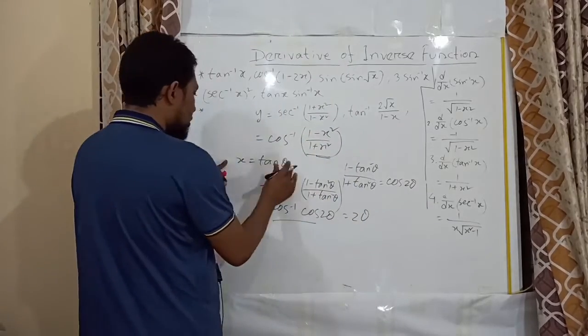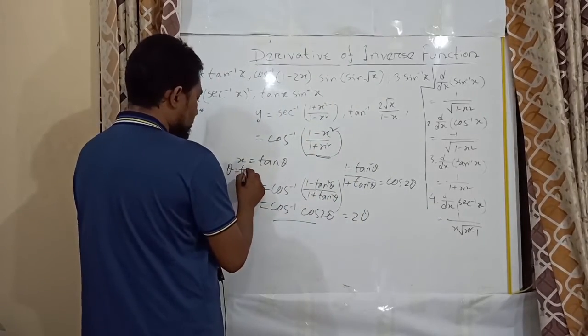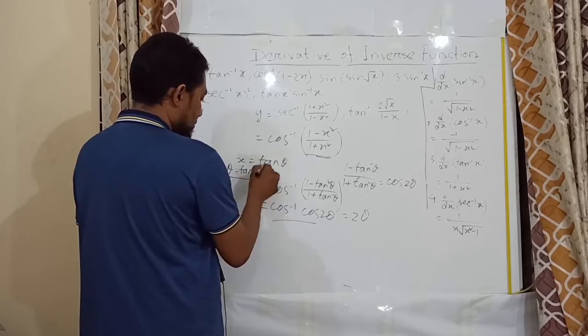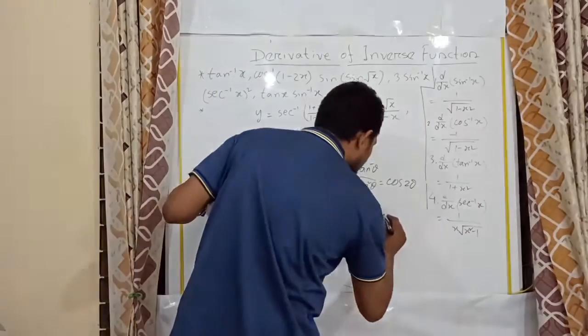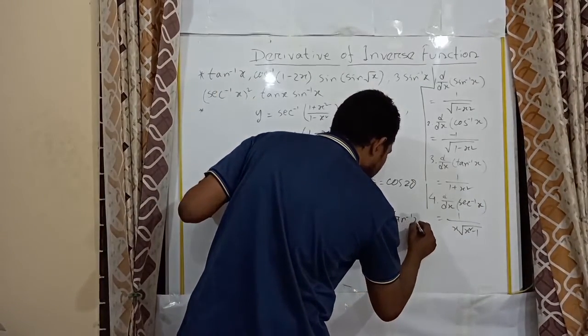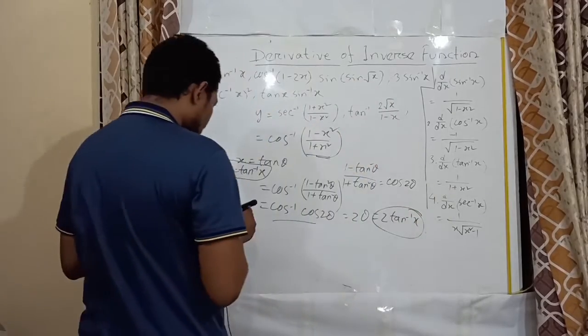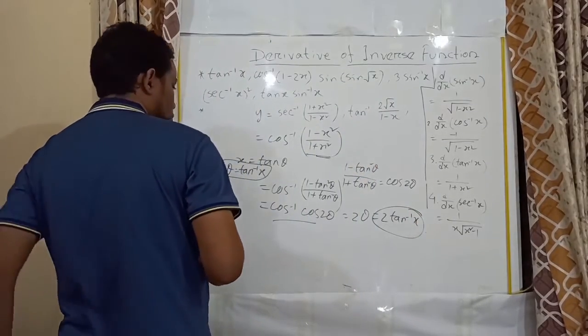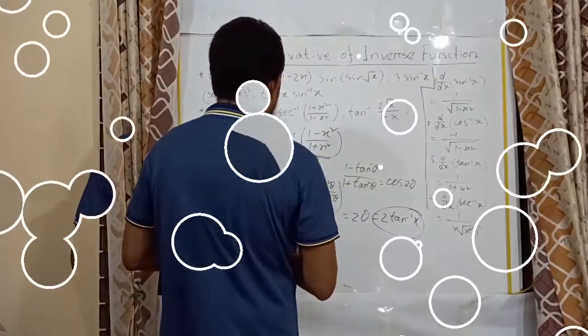As we have taken x equal to tan theta, so theta equal to tan inverse x. So we will write 2 tan inverse x. So our math is simplified. So just differentiate it and you will get the answer.